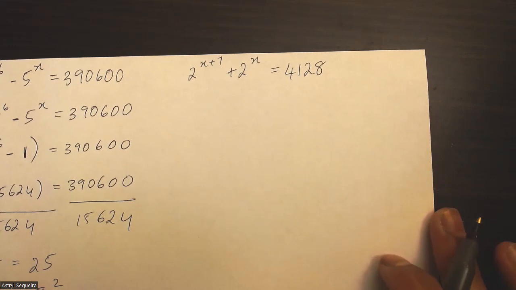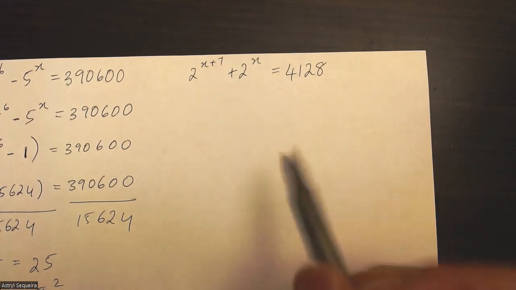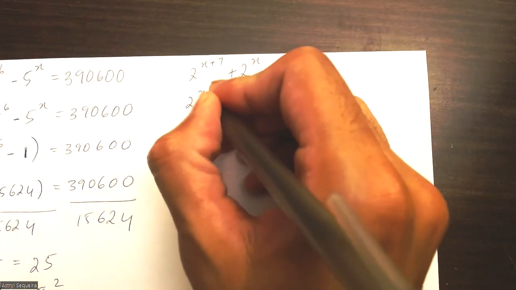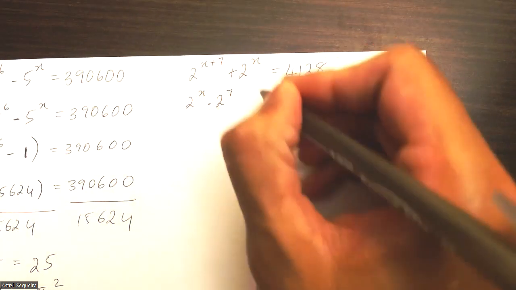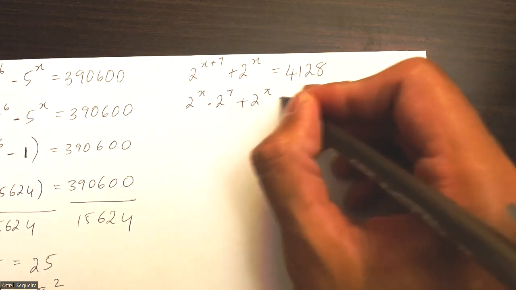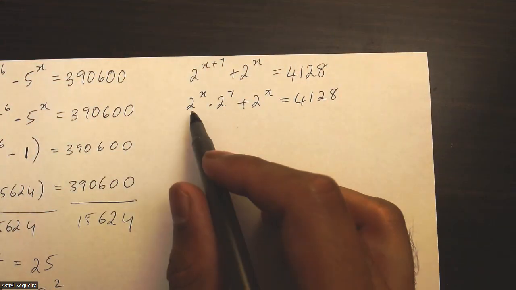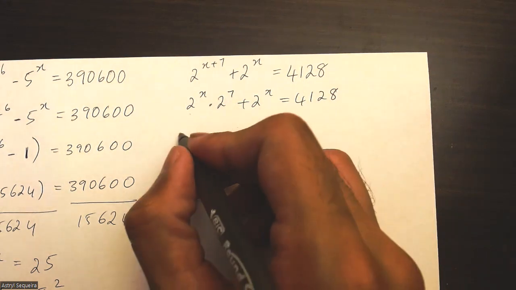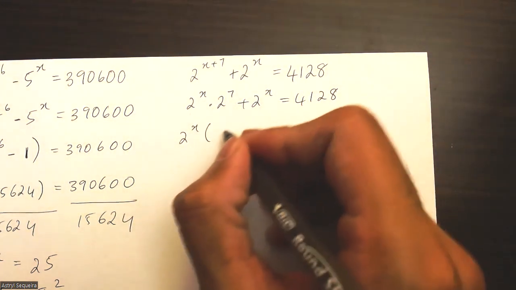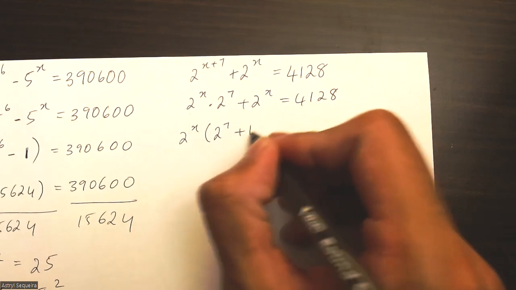Let's take a look at the second question here. It should be the same steps. It's pretty simple. I'm going to start by splitting this into 2 to the x times 2 to the 7 plus 2 to the x equals 4128. Then I'll common factor out 2 to the power of x, and I'm left with 2 to the power of 7 plus 1.